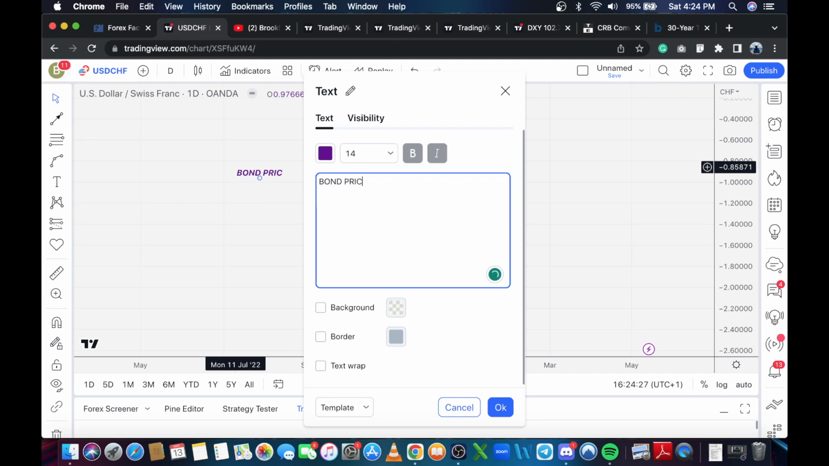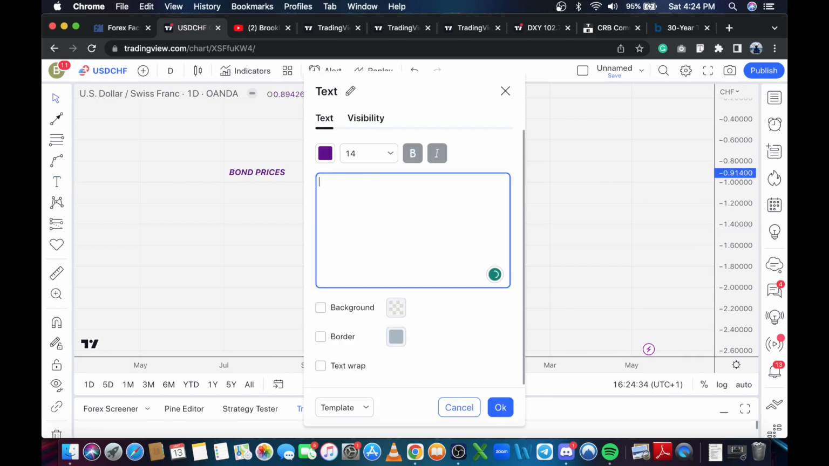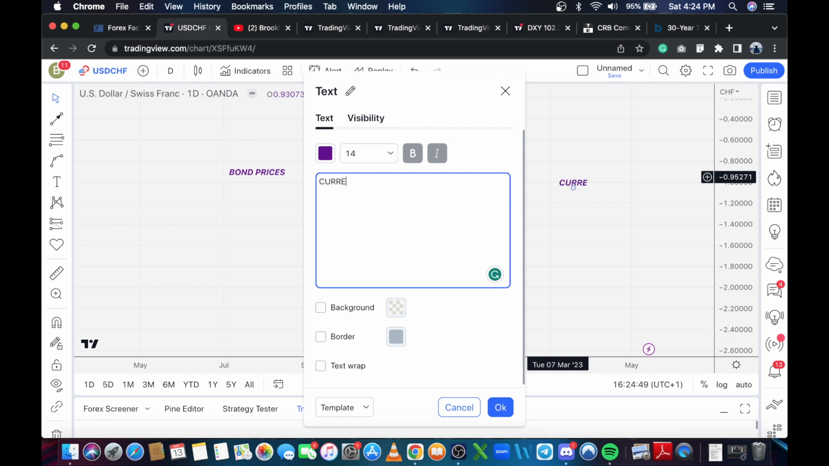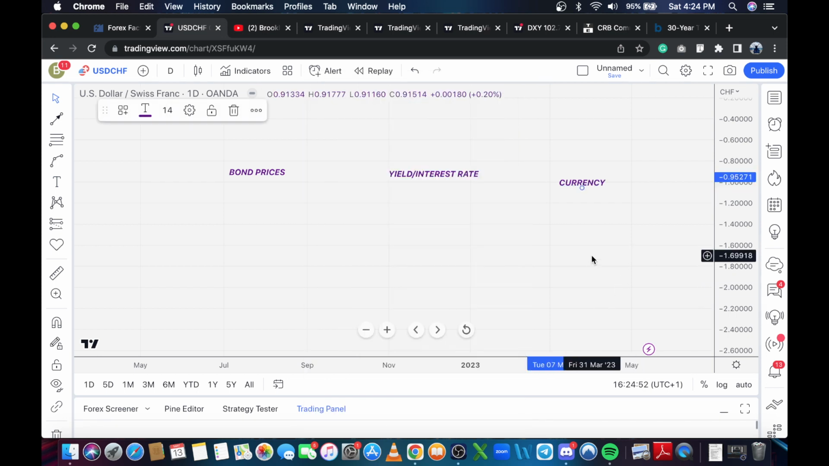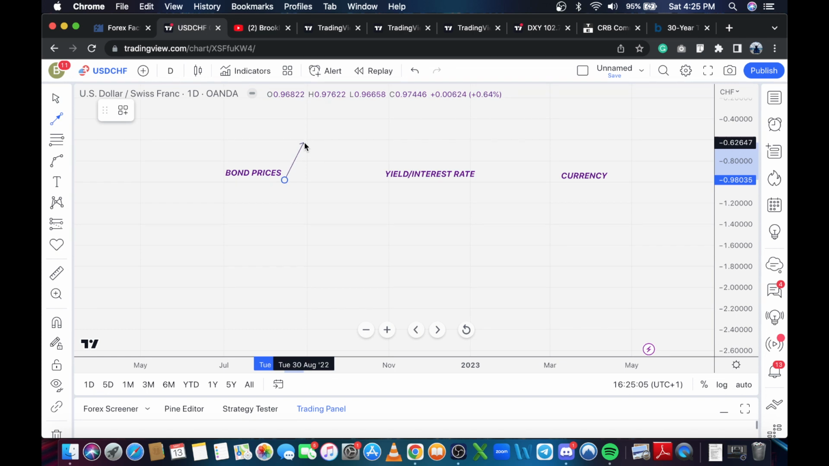We have bond prices here. We have yield or interest rate here. And then we have currency here. Okay, so I wanted to correct something I talked about in the last couple minutes. Okay, and this is to clarify. If bond prices are rallying, interest rate will be declining, and currency should decline.